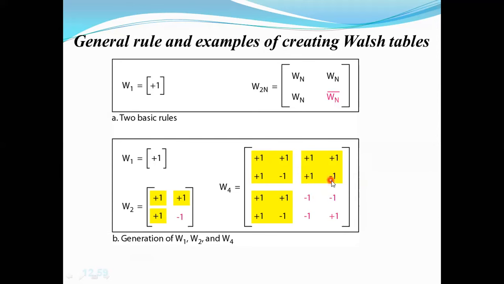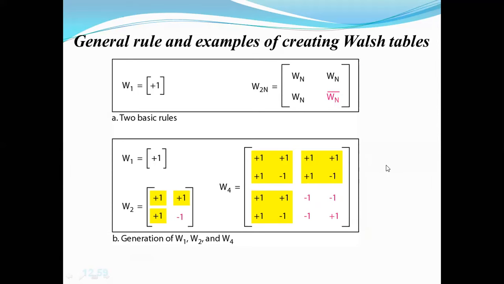This is the second sequence generated: plus one, minus one, plus one, minus one. The third sequence generated is plus one, plus one, minus one, minus one. The fourth sequence generated is plus one, minus one, minus one, plus one. This is how you can generate the sequences with the help of a Walsh table. Hopefully you understood this concept. It's a simple concept.